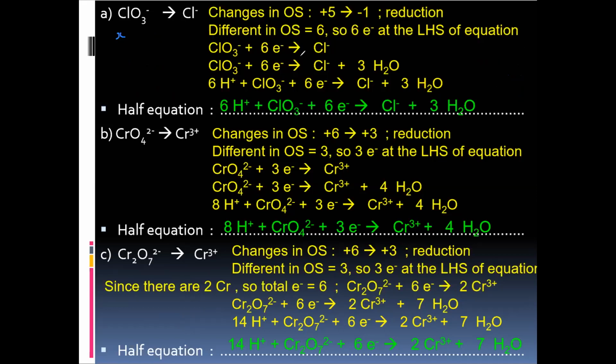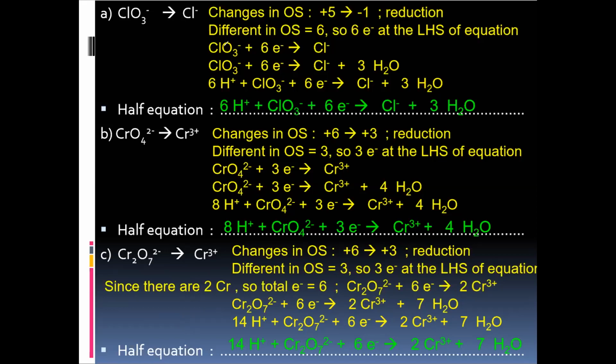Now, from the previous slide, you saw that when we want to balance up oxygen, we don't just add oxygen to the other side. No, we add it in form of water. And then we balance up that water by adding hydrogen ion on the other side of the reaction. Now, let's see how to do that.